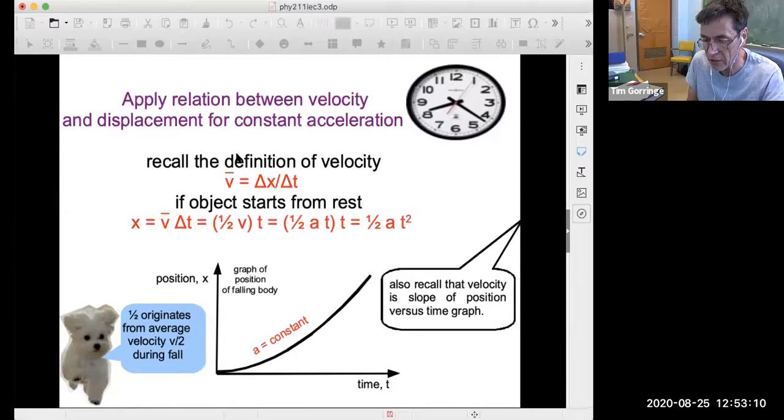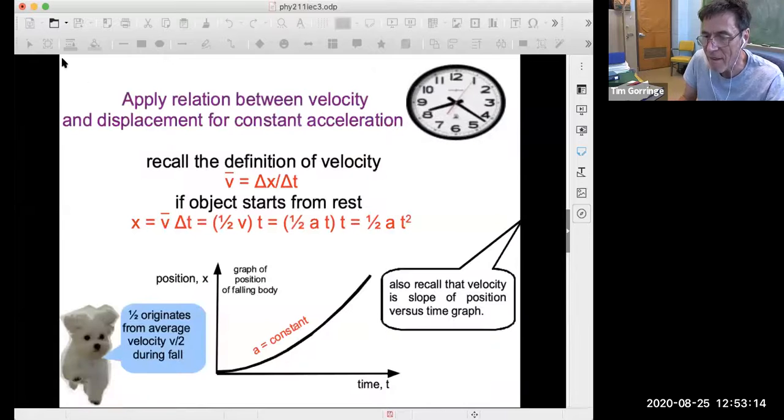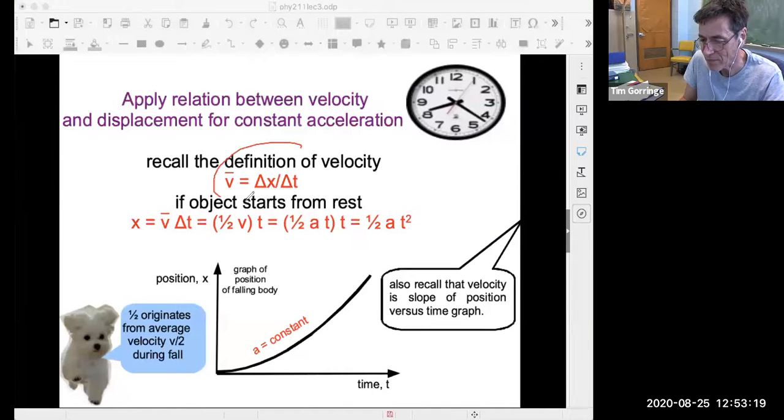This was the definition of velocity. Here's the definition of velocity. The average velocity is the displacement, we call that delta x, divided by the elapsed time, delta t.